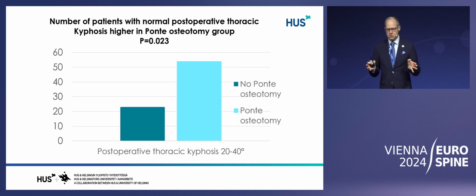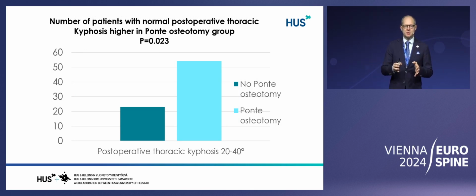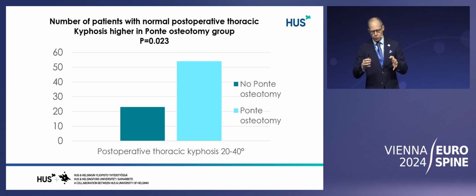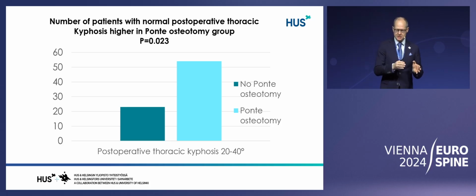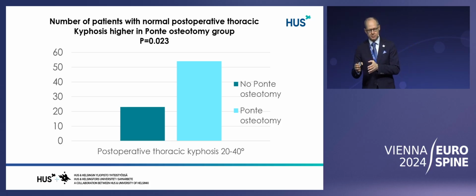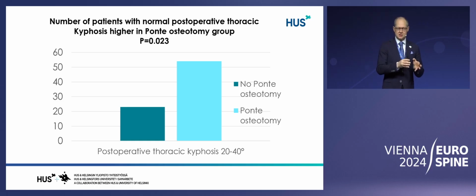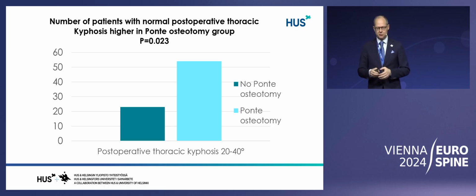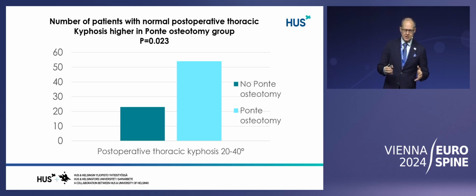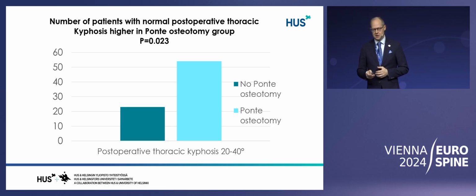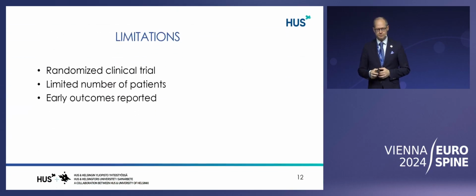Additionally, if we stratify these patients into normal thoracic kyphosis between 20 and 40 degrees post-op, only 23% in the no Ponte, but more than 50% in the Ponte group regained a thoracic kyphosis in this normal range.